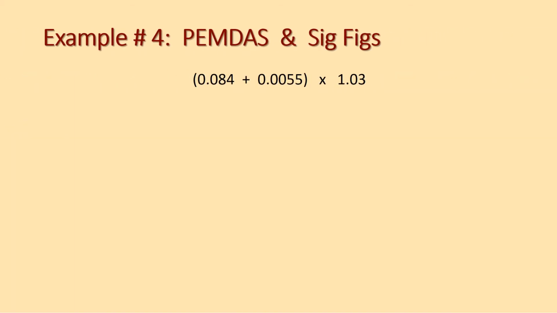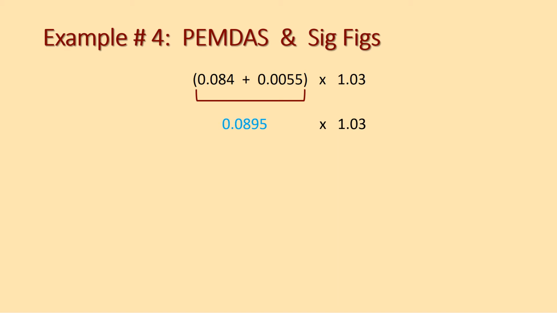So here in example 4, we're going to be bringing it all together. We're going to be doing some PEMDAS and significant figures. So following PEMDAS, we're going to take care of whatever's in parentheses first, which means we're going to be adding 0.084 and 0.0055. And we're going to get 0.0895. Now this is an intermediate solution in this overall calculation, and the rules for significant figures requires that we track the significant figures of intermediate solutions while bringing all of the digits forward to the next portion of the calculation.